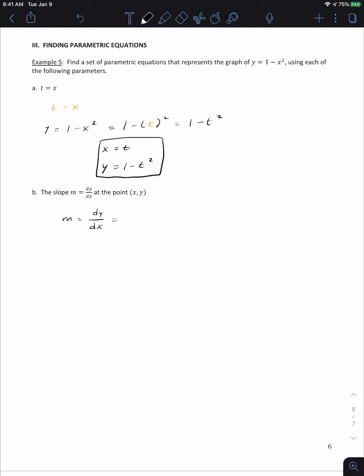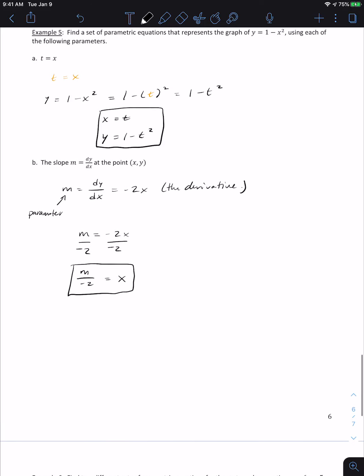So dy over dx, that's the derivative of our equation, right? So the derivative of our equation is minus 2x. So m is my parameter in this case. My parameter is no longer t because I'm calling it something different, which is fair game. So m equals minus 2x is my equation that I get from that. So I can solve for x in order to get my x equation. Divide by negative 2, divide by negative 2. I get m over negative 2 is equal to x. That's my x equation, right?